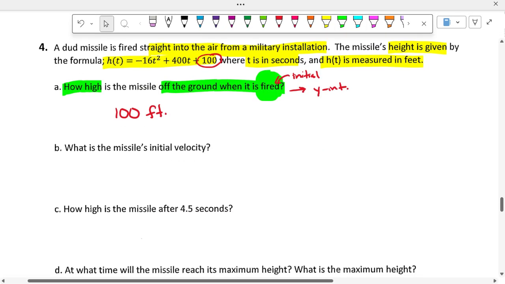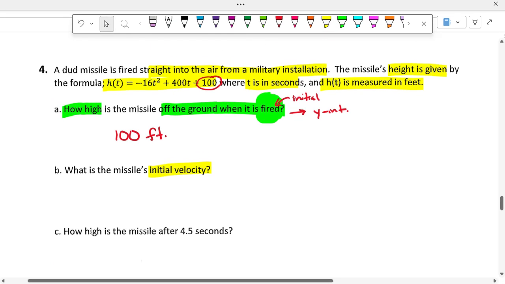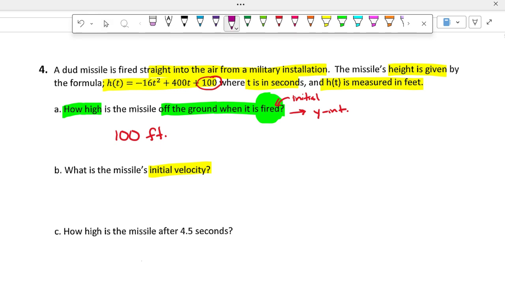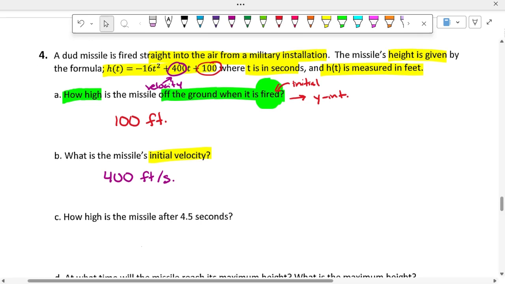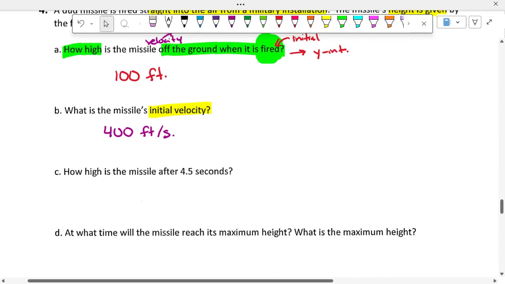What is the missile's initial velocity? So this is not a key feature. This comes from the equation itself. So which value, A, B, or C, represents the initial velocity in the equation? B. So B represents the velocity. So we would say that the initial velocity was 400 feet per second. Remember, velocity is always in units per time. So it was launched at 400 feet per second.